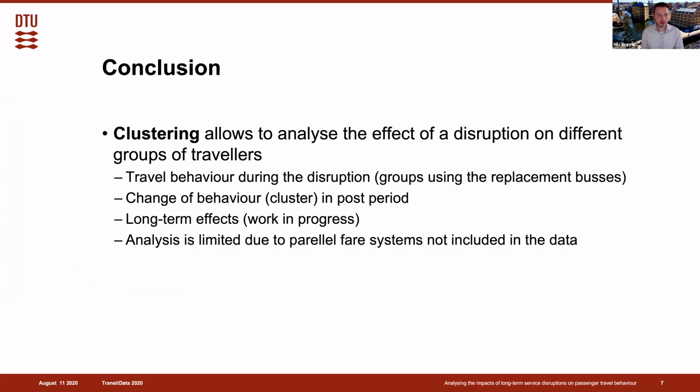So to wrap it up, this method of clustering the travelers into different groups allows us then to understand the effects that such a long-term service disruption has on specific groups of travelers. So for each group, we can look into how those travelers changed their behavior during the disruption and also after the disruption. And we also are actually currently looking into the long-term effects then that we can see for each of those groups. Yeah, that's it.